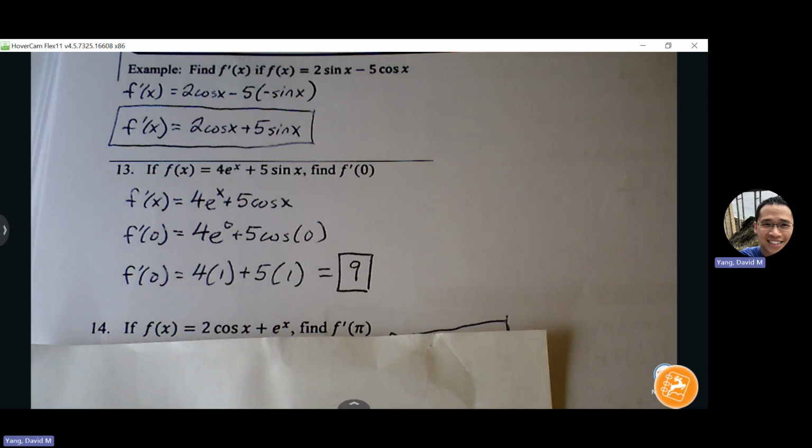So now that we have our derivative function, we can insert 0 for all the x's. Remember, anything raised to the 0 power is 1. So cosine of 0, that's a unit circle value. Cosine of 0 is 1. 4 plus 5 is 9. Try 14.